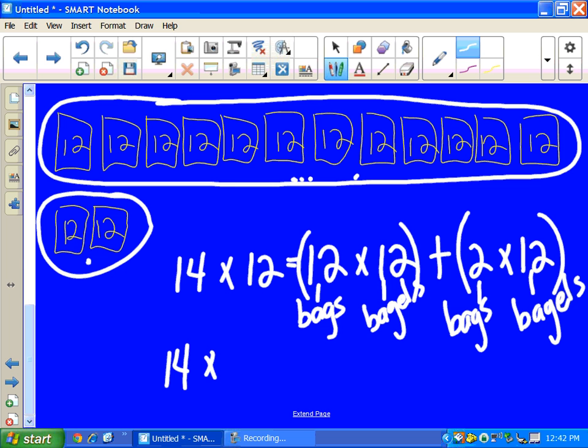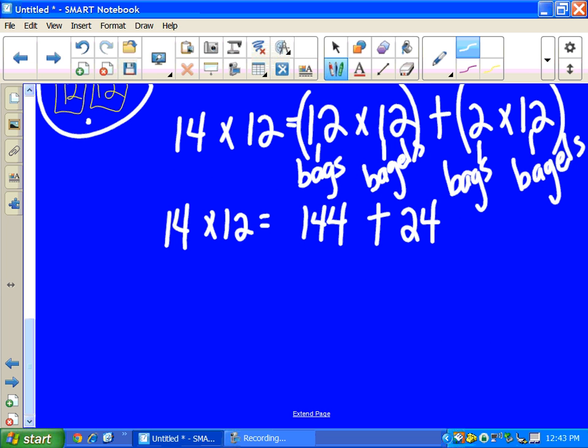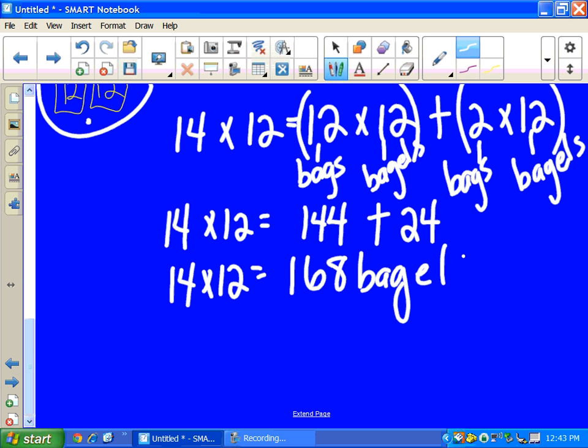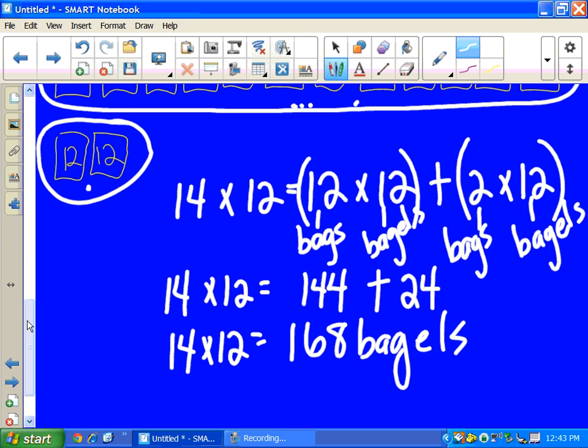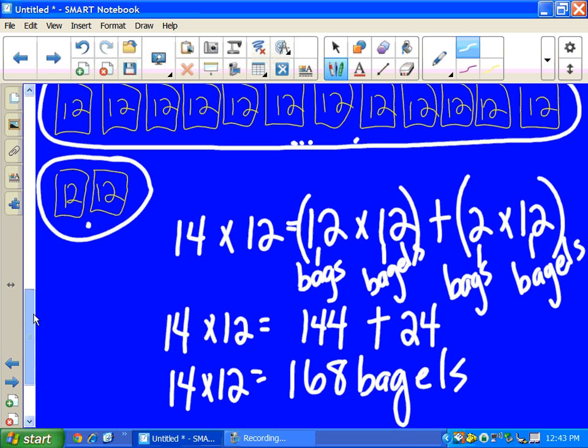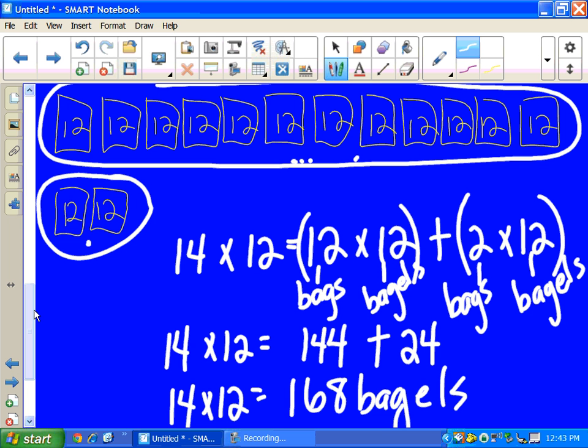So all we have to do is that 14 times 12 is equal to 12 times 12, which is 144, plus the 2 more bags that we have, which is 24. And of course, that equals 168 bagels, the same amount. And it should equal the same amount. Why? Because it's the same number of bags of bagels. We just counted them in a different number.